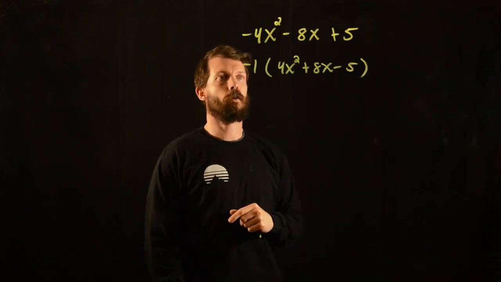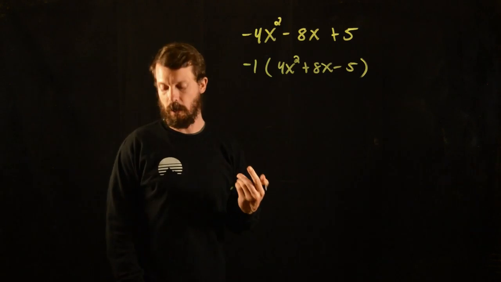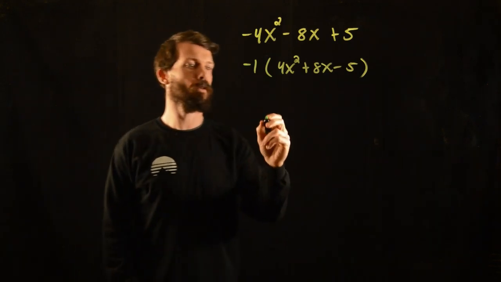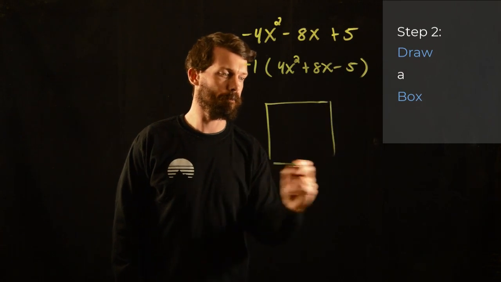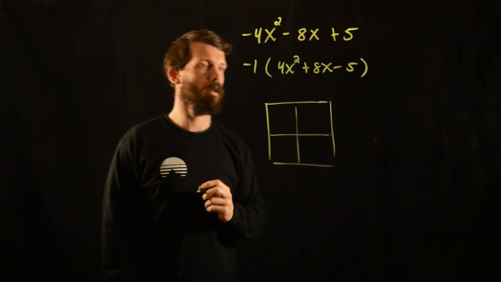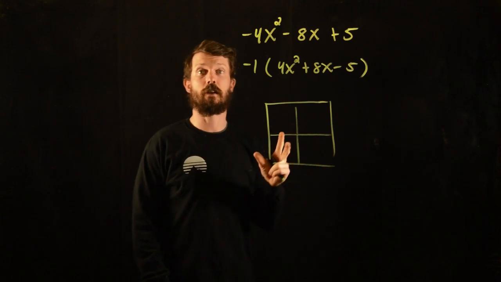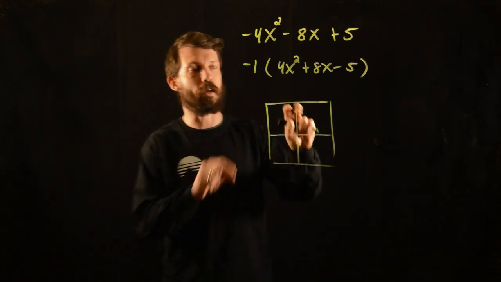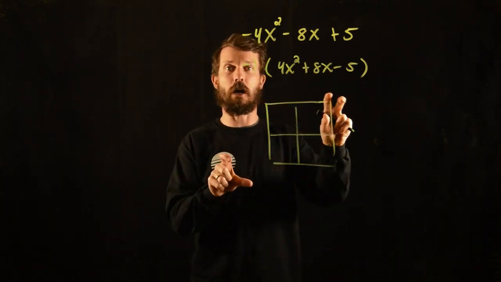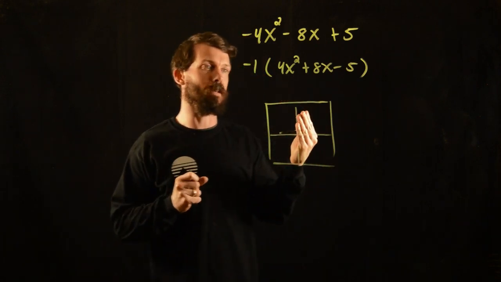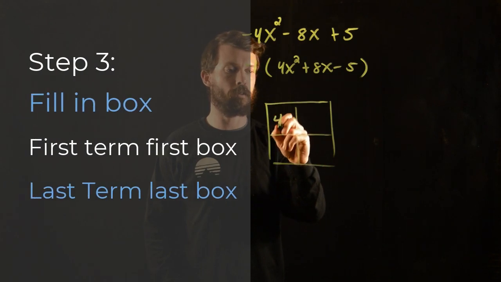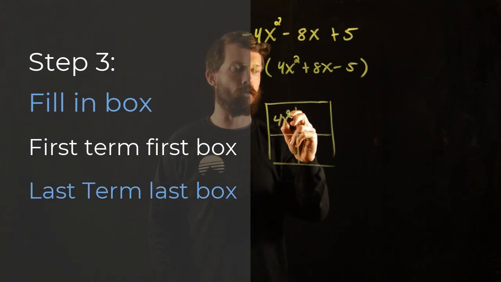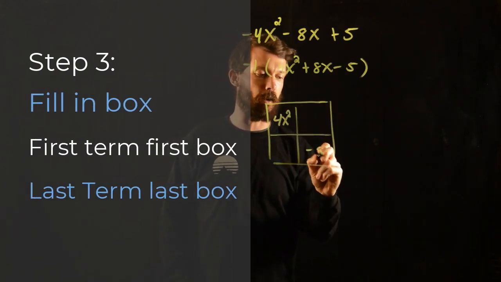Alright, so the next thing we want to do, because this is called the box method, is we're going to just make a box. You guys already know how to make a box, right? Now, the next thing here is we're going to fill in the inside, because we need to find the factors that will be on the outside. So for this next step, first term goes in the first box. That's a 2. Last term goes in the last box.